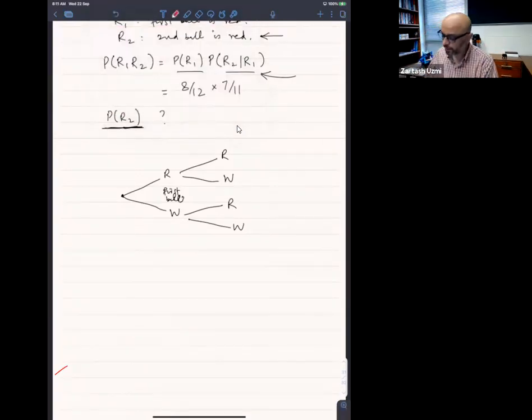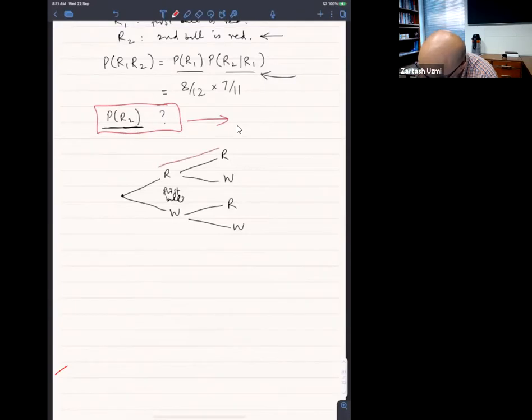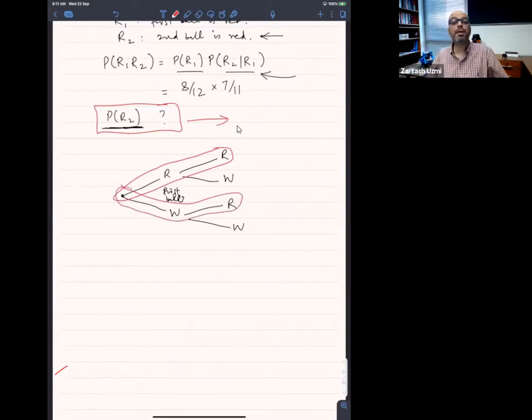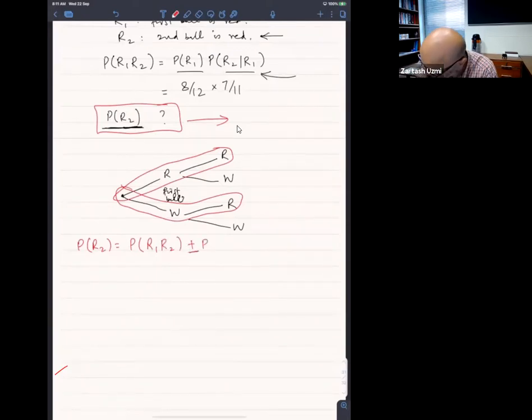And in these four possibilities, the probability that the second ball is red is given by this path and this path, both of these. And these paths are mutually exclusive, so I can add their probabilities. So the probability of R2 is equal to the probability of R1 and R2, the first is red and the second is also red, plus, because they are mutually exclusive, the probability that the first ball is white and the second ball is red. These are the only two ways that the second ball can be red.